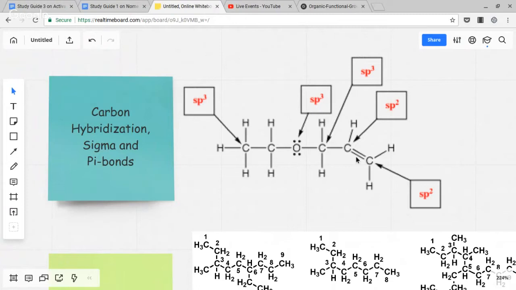Okay, so far, are the types of hybridization clear to you? sp3, sp2, and then sp. There are only three types of hybridization for carbon. So sp3, sp2, and sp.